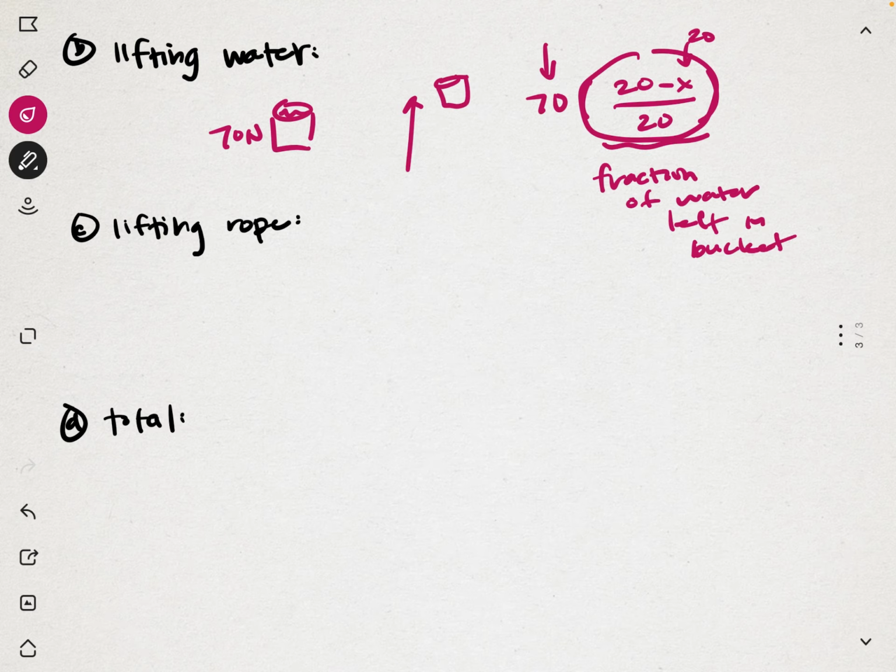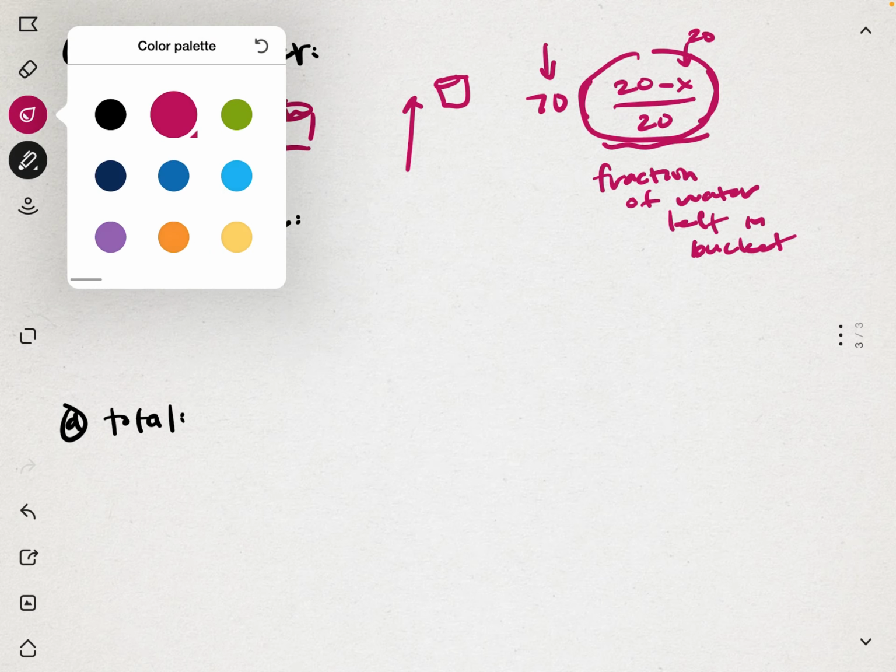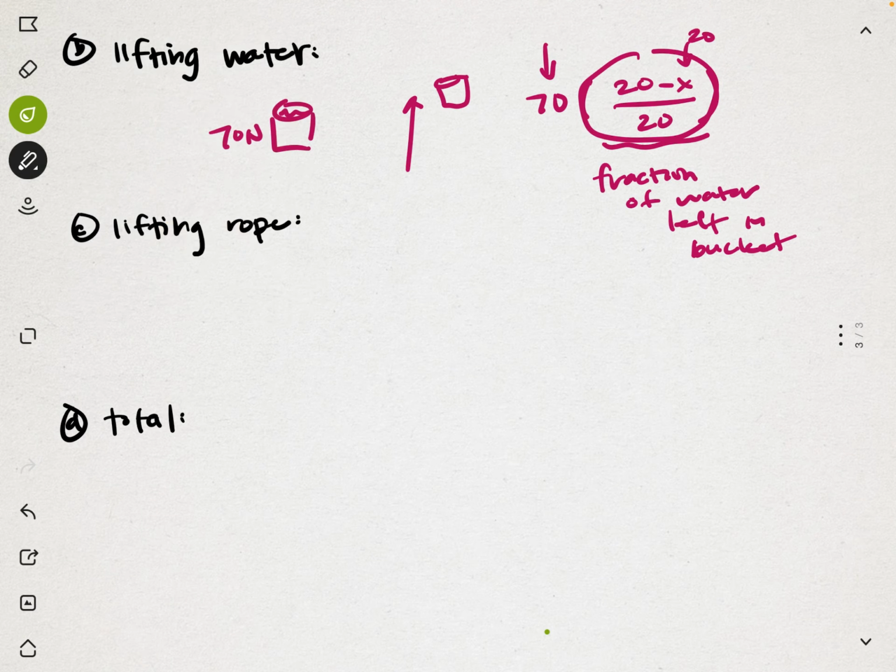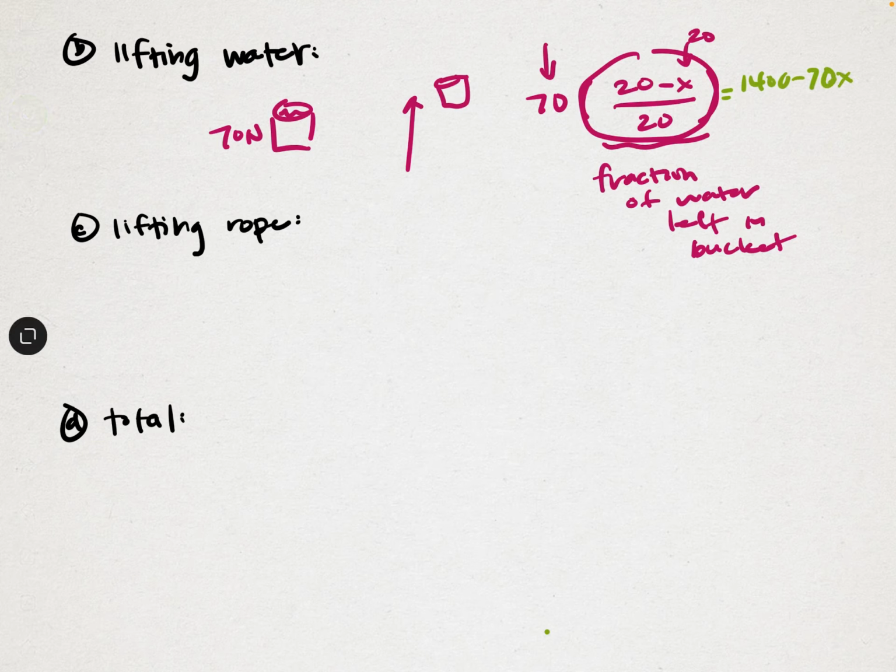Okay, so let's do our integral here. We can actually simplify this. If we multiply the 20 out, then we get 70 times 20 is 1400 minus 70x over 20, and then we can divide it by 20. So we get 1,400 divided by 20 is 70, minus 70 divided by 20 is 3.5x.